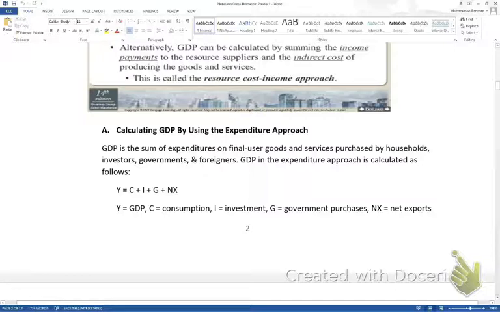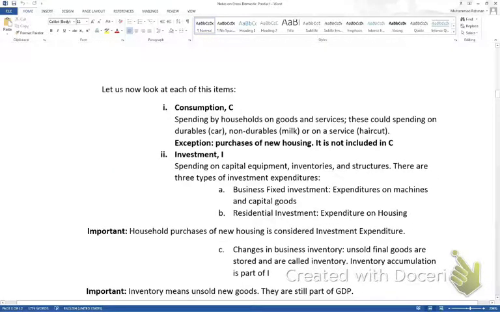In the expenditure approach, GDP is calculated by using this very simple formula where Y, the GDP, is equal to C plus I plus G plus NX, where C is private consumption, I is investment, G is government expenditure or purchases, and NX is net exports. Let's explore each of these concepts. Let's first look at consumption.